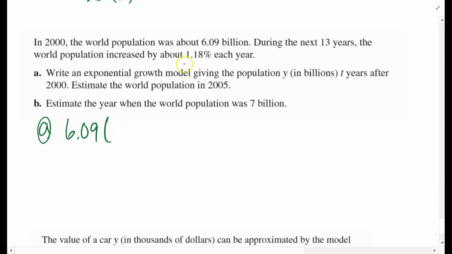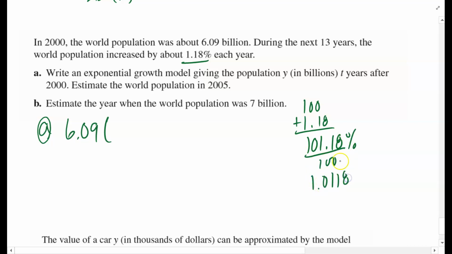To find our multiplier here, be careful not to use that as your growth factor. Remember, whenever they give us a percent of increase or decrease, we need to add that to 100. So we want to add 1.18 to our 100, which gives us 101.18. And if we convert that into a decimal, because this is a percentage, if we divide it by 100, we get 1.0118. So this is our growth factor to the power of x.